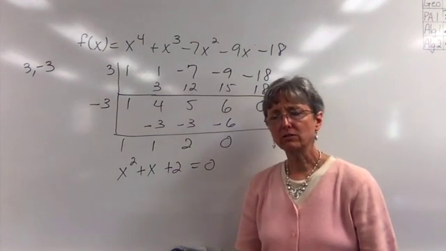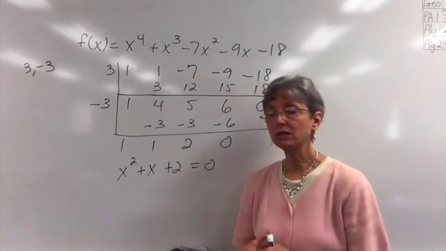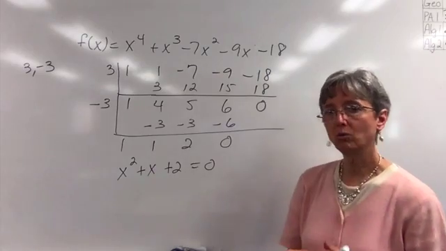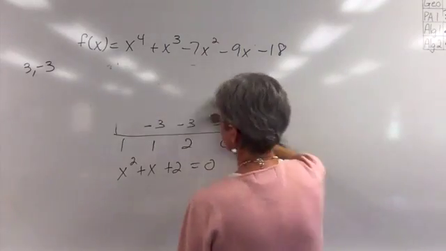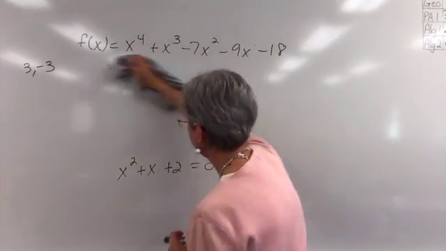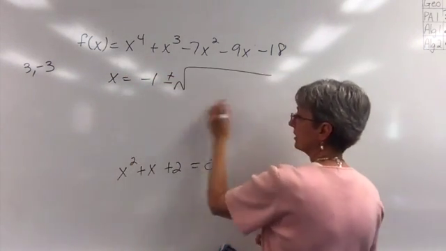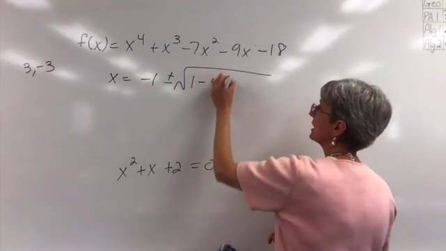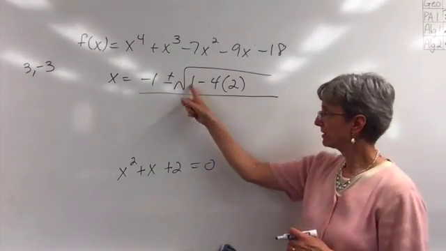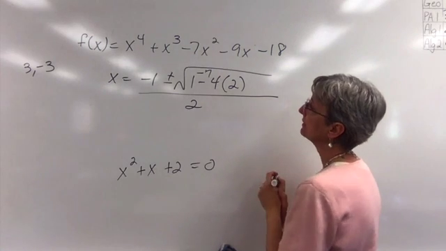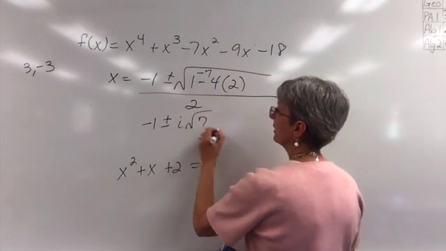And there are not factors of positive 2 that add up to positive 1, so I have to use my quadratic formula to find the last 2. I'm going to go ahead and walk through that too, just to help you out a little bit. I'll erase this just to give me room. So x equals negative b plus or minus the square root of b squared minus 4 times a times c all over 2a. Now I simplify. This is 1 minus 8 or negative 7. So what we have is negative 1 plus or minus i square root of 7 over 2.